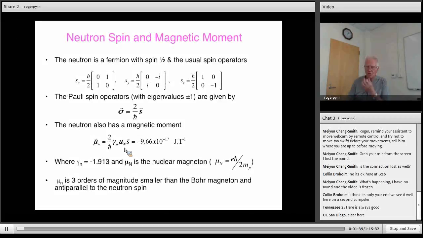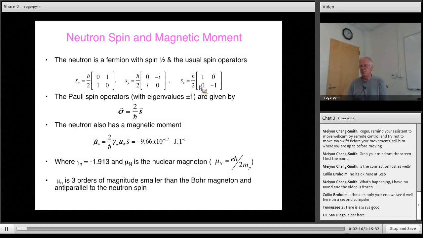So let's first talk about the neutron spin and its magnetic moment. So the neutron, of course, is a fermion. It has a spin of 1/2. And because it has a spin of 1/2, there are two states that can be eigenstates of the so-called Sz operator, this one over here, which is the operator which looks at the state of the neutron spin relative to some quantization axis, which we call Z.